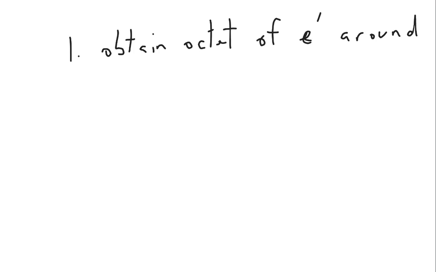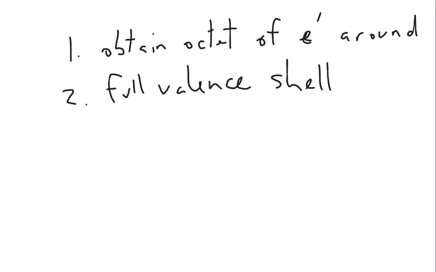So atoms in covalent bonds typically try to do a couple of things. One, they try to obtain an octet of electrons around them, and this is so that their valence shell is full. And this is typically seen between non-metal elements with a covalent bond.